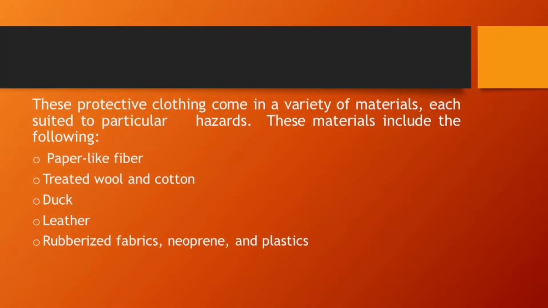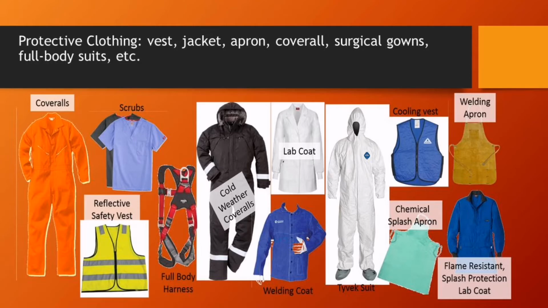These protective clothing come in a variety of materials, each suited for particular hazards. These materials include the following: paper-like fiber, treated wool and cotton, duck, leather, rubberized fabrics, neoprene, and plastics. Examples of these materials and equipment are coveralls, reflective safety vest, scrubs, full body harness, cold weather coveralls, lab coat, welding coat, cooling vest, welding apron, flame resistant splash protective lab coat.